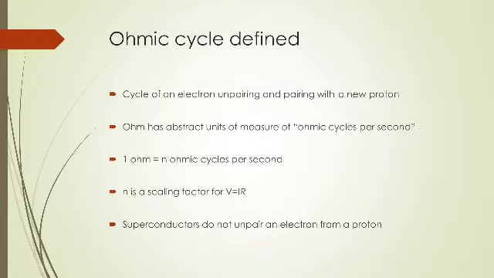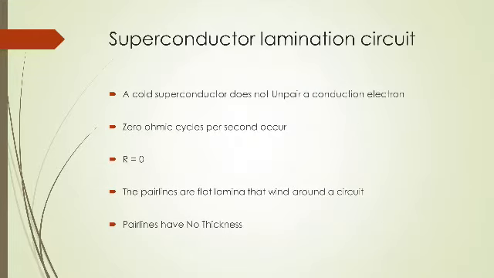Superconductors do not unpair an electron from a proton as often. And superconductivity is rather like an iron nucleus where there's a proton current running without resistance. Now, a superconductor will have a lamination circuit. Now I want to show you a picture in a minute of that lamination circuit, and so I'm going to go over to the camera here.